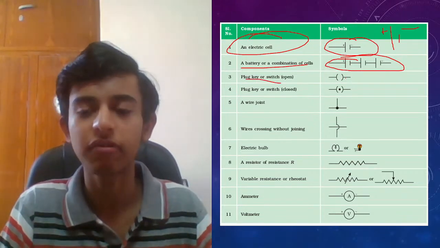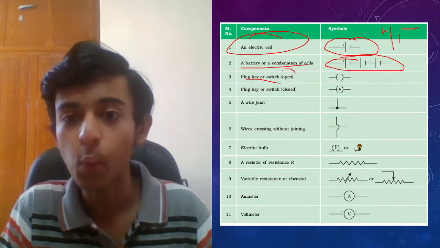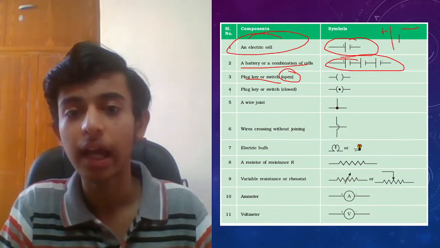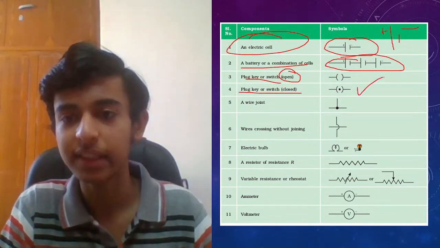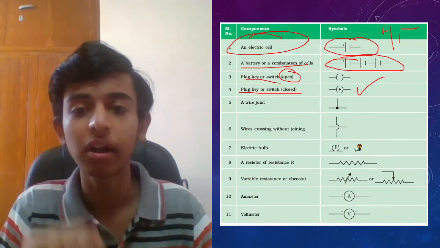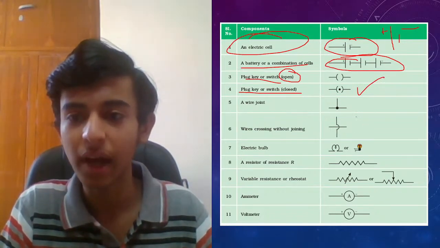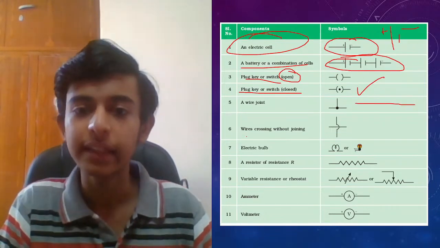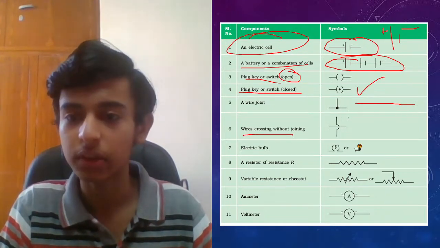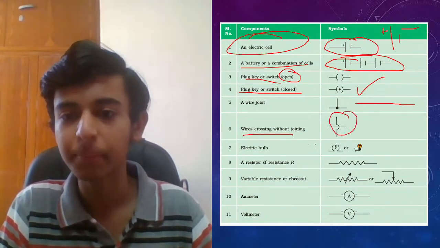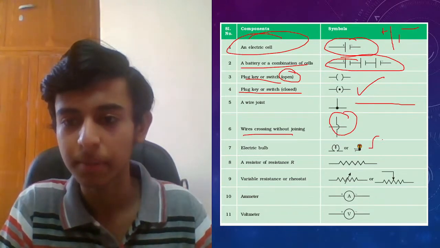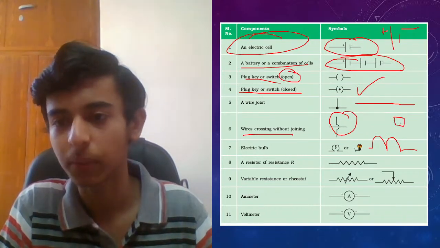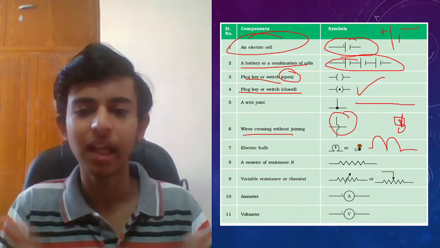Earlier you must have been drawing it in a different manner, but this is the open switch. In this, electric current is not going to flow, and this is the closed switch. You have to draw it in this manner, where your electric current is going to flow. Now a wire joint, generally a wire is a straight horizontal line. Then wires crossing without joining, so this will be your diagram for this. Electric bulb, either you can draw it in this manner, simple, or somewhat in this manner, where you can show the filament and all that.